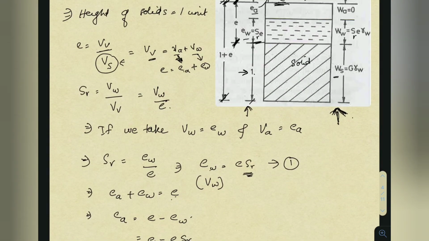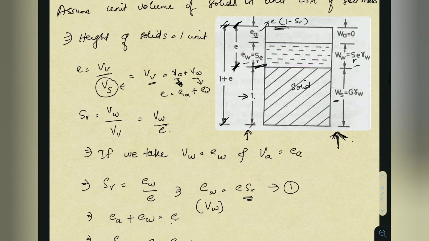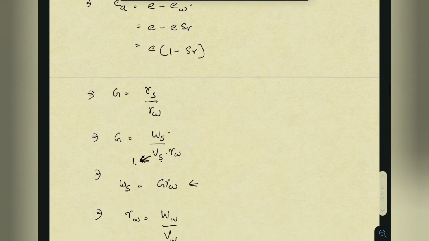Then Ww is equal to volume of water into gamma w. So volume of water, we know that it is e Sr. So e Sr into gamma w will be weight of water, and weight of air is 0. So this figure as such, I hope this is clear now. Only this much is required. Then the next one.